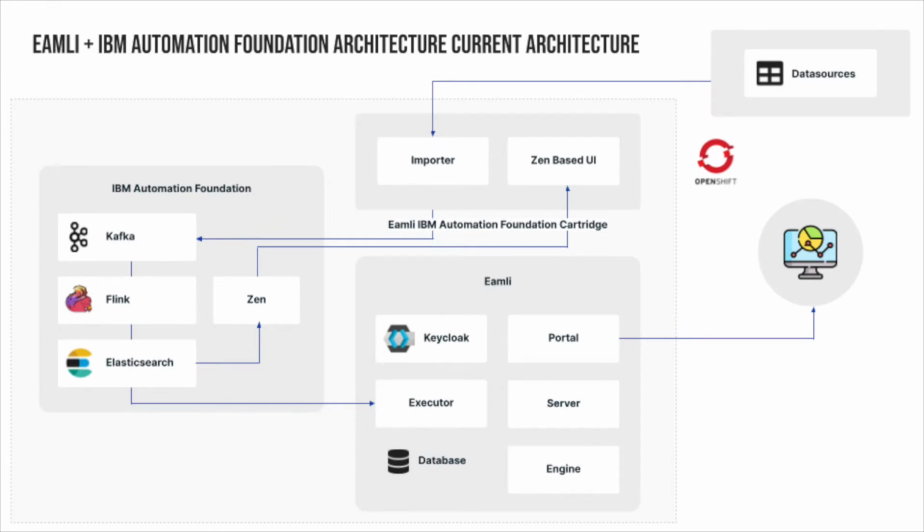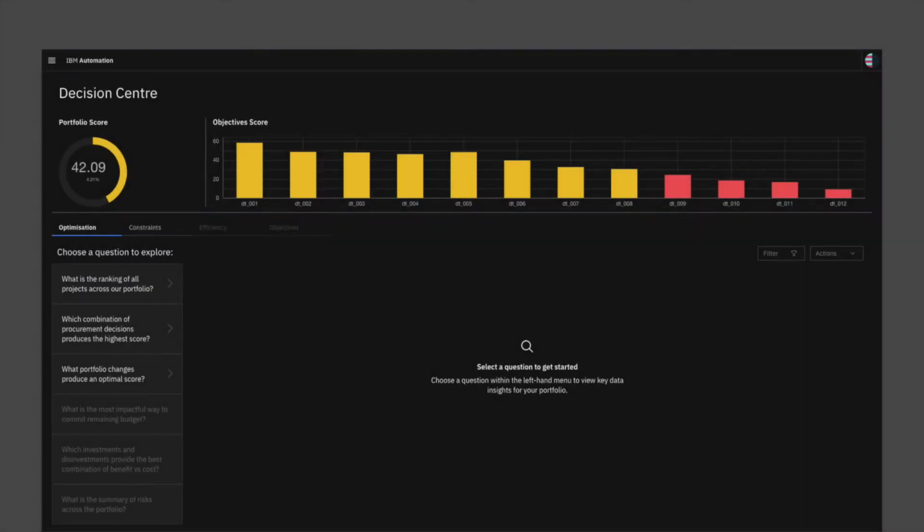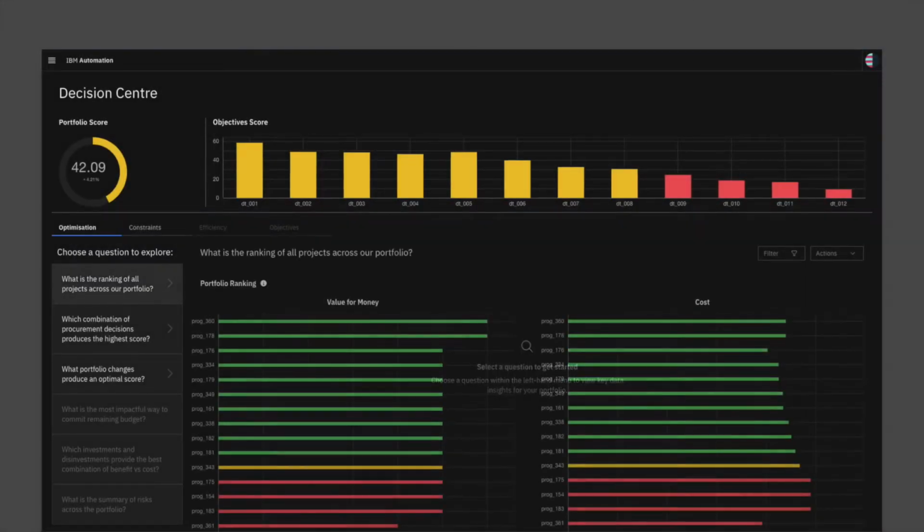Eamli is a digital platform that improves decision making within large public sector organizations by guiding and informing complex decisions quickly and efficiently. As an IBM Automation Foundation cartridge, Eamli is underpinned with Red Hat OpenShift and Cloud Paks to ensure an open and secure multi-cloud capability.